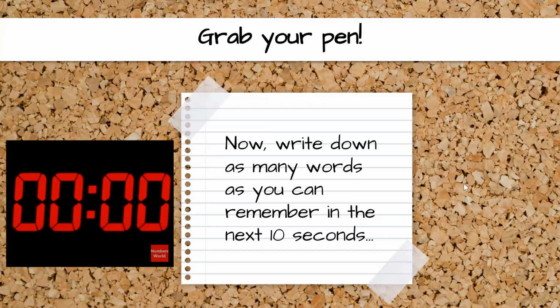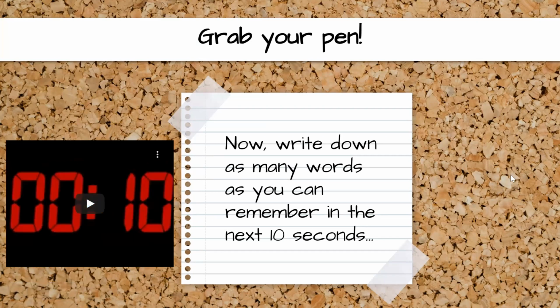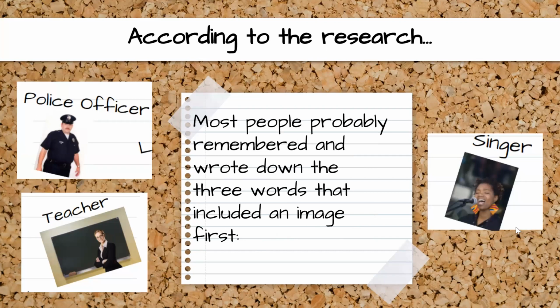All right, that was 10 seconds. How did you do? What words did you remember? According to research, most people probably remembered and wrote down the 3 words that included an image first. So our 3 words that included an image first were police officer, teacher, and singer.